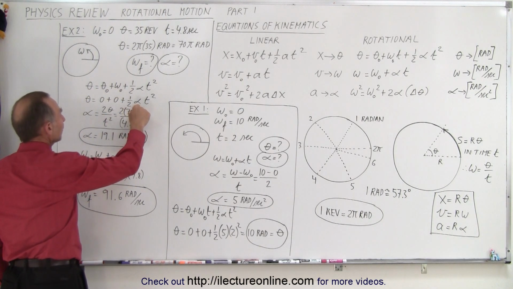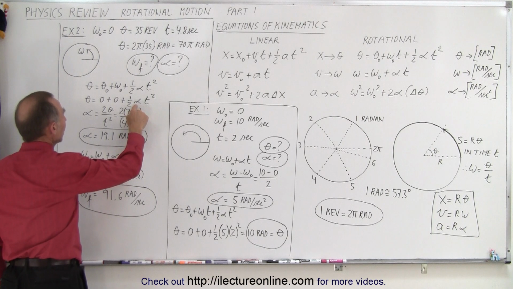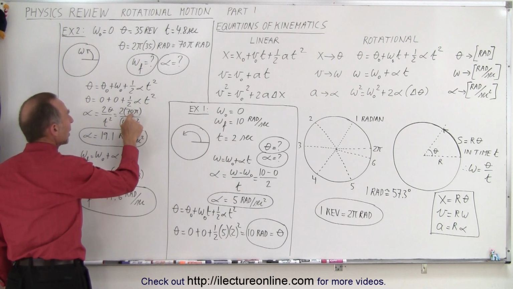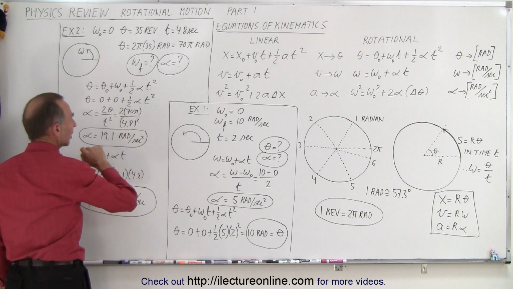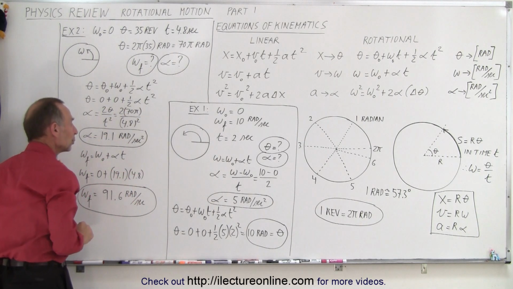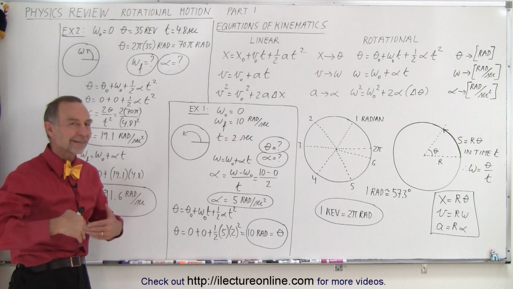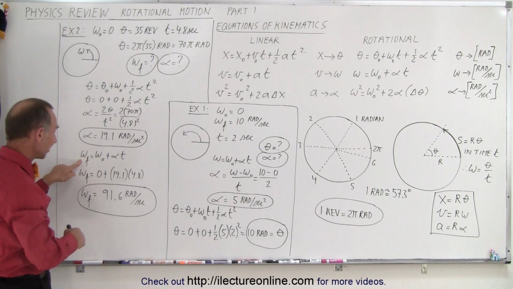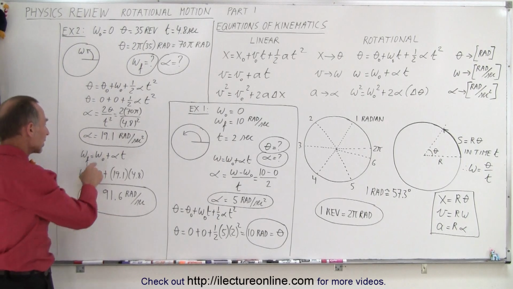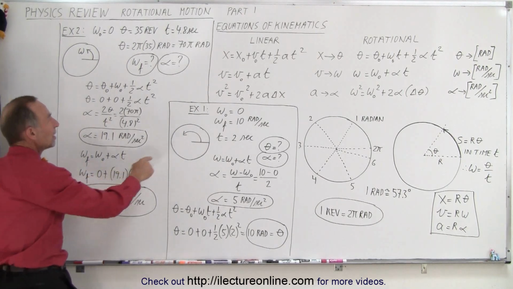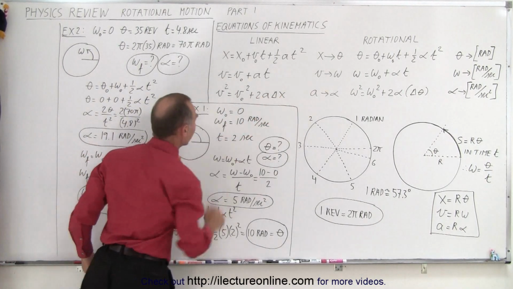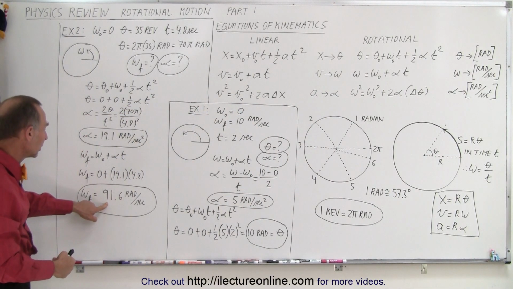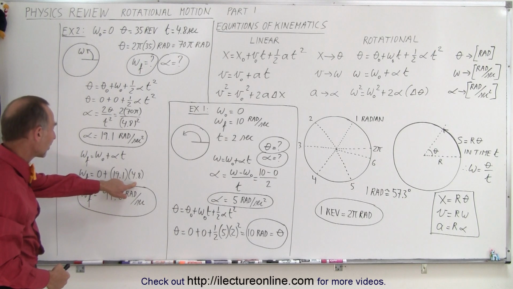Solving this for alpha, the angular acceleration, we get 2 times the angle divided by t squared, 2 times 70 pi radians divided by 4.8 seconds squared, and we get 19.1 radians per second squared. So that is the angular acceleration. To find out what our final angular velocity is, we take the initial velocity plus alpha times t. That's the second equation right there. And so we plug in the acceleration in radians per second squared and the time, 4.8 seconds.